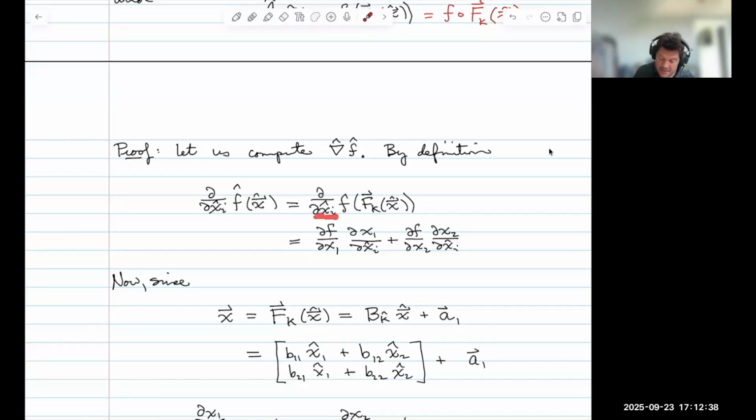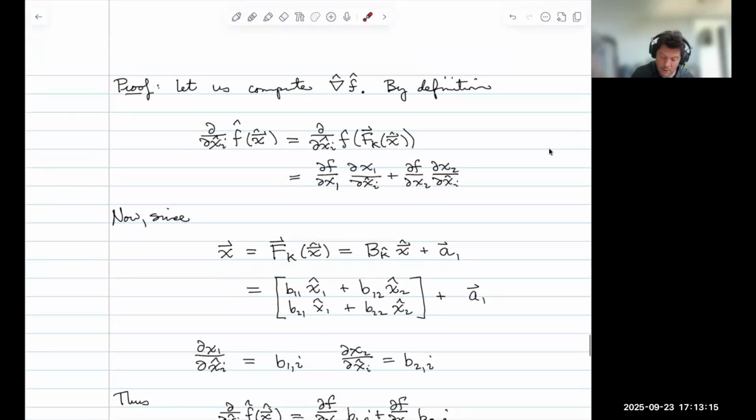Now to take this derivative, all I'm going to do is apply the chain rule. I'm going to take the derivative with respect to f's first coordinate. Its natural coordinates are going to be x1 and x2. So take the derivative with respect to the first natural coordinate, x1, but then by chain rule, I have to take the derivative of x1 with respect to x hat i. Then you have to add to that the derivative of f with respect to its second natural coordinate, x2, times the derivative of x2 with respect to x hat i.